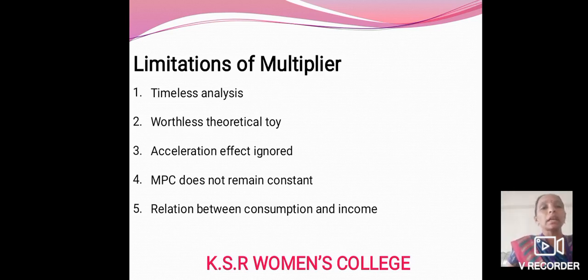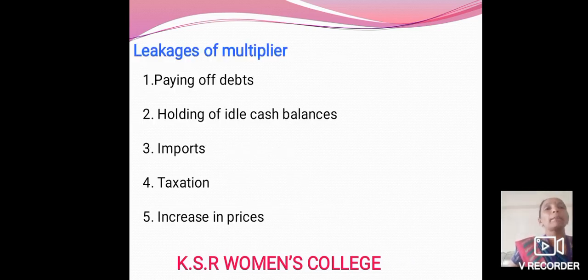Next one is relation between consumption and income. Keynes' multiplier theory establishes a linear relationship between consumption and income with the hypothesis that the MPC is less than 1 and greater than 0. Empirical studies of the behavior of consumption in relation to income show that the relationship between the two is complicated and non-linear. Next one is leakages of multiplier.